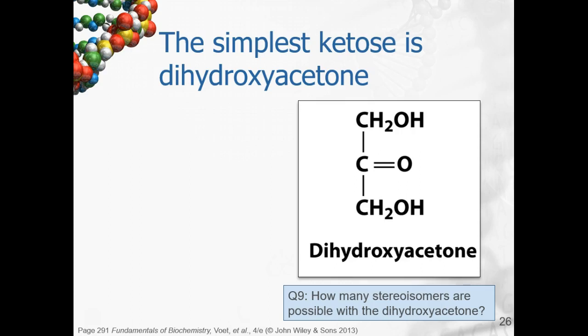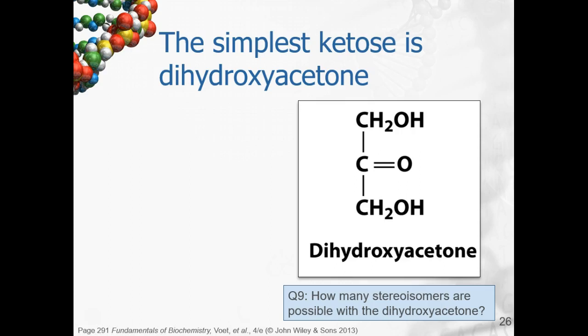So let's move on now to ketoses. The simplest ketose is dihydroxyacetone. In the ketoses, carbon number 1 always looks like this, a CH2OH, and carbon number 2 always looks like this, a C double bond O. It's a ketone. This is called dihydroxyacetone.